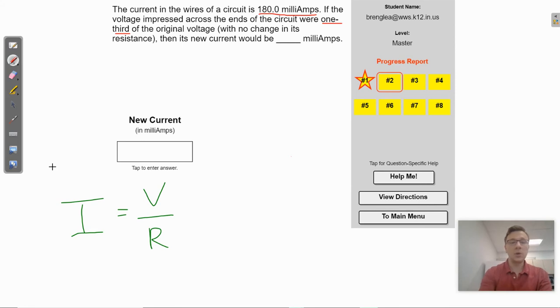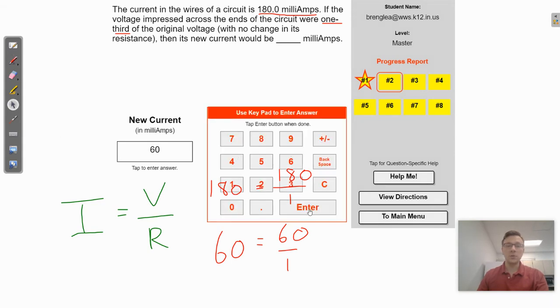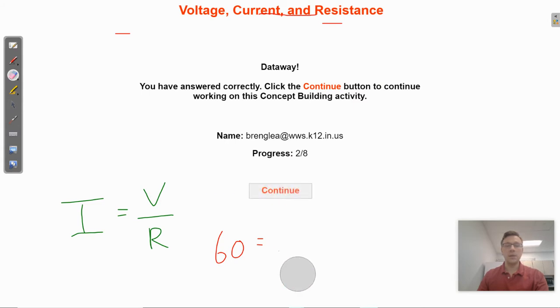So again, we can make an equation here. We can say the voltage, which is 180, over the resistance, let's just say it's 1, doesn't matter what it is, is equal to 180. Well, if we cut the voltage to 1/3 of its original value, that would now be 60 over 1. And then that's going to be equal to a new current value of 60 milliamps. So we'll put that in, enter it, check our answer. Bada bing, bada boom. All right, good to go here.